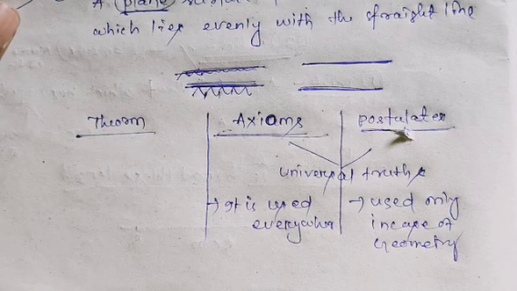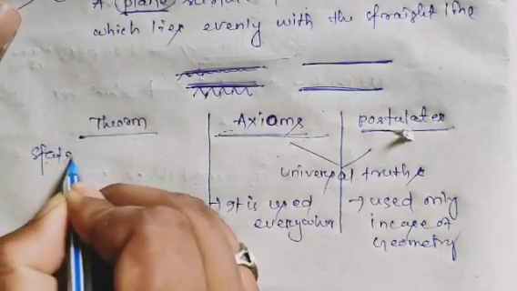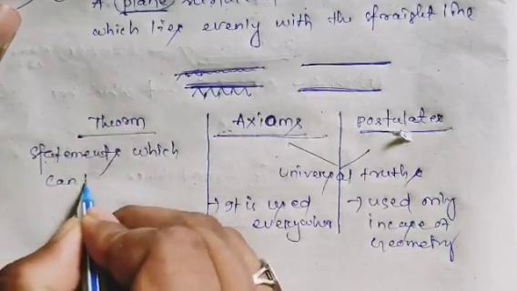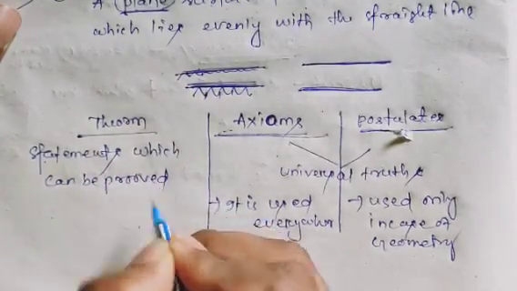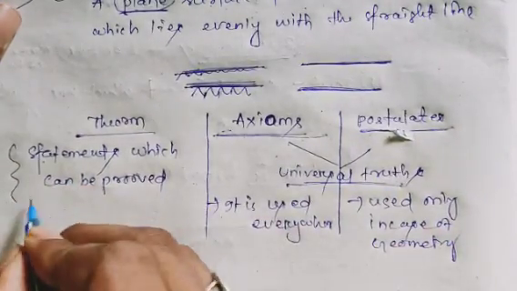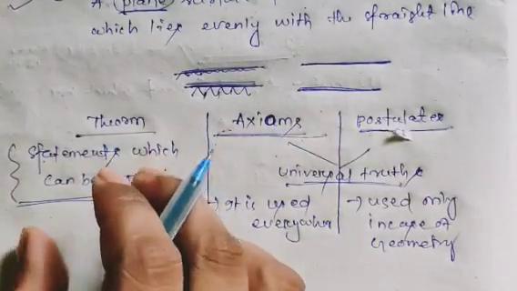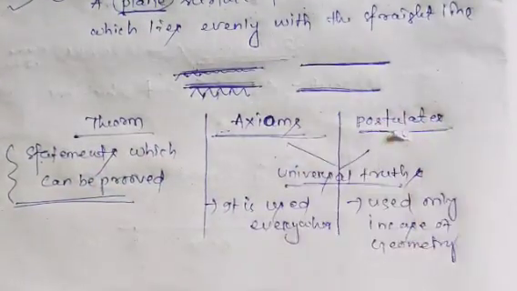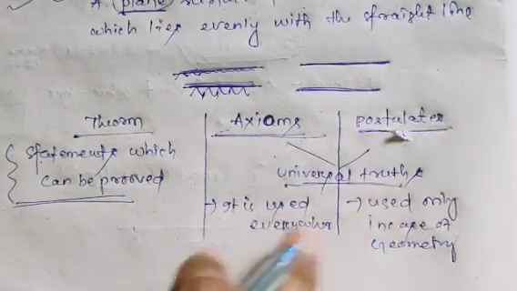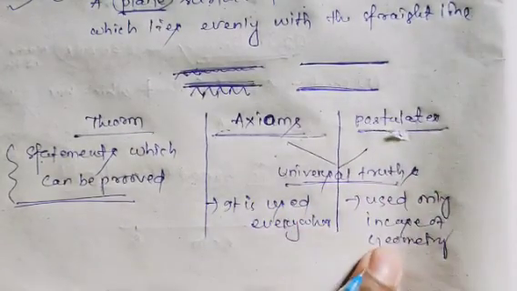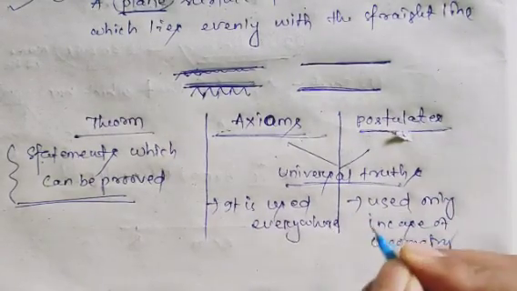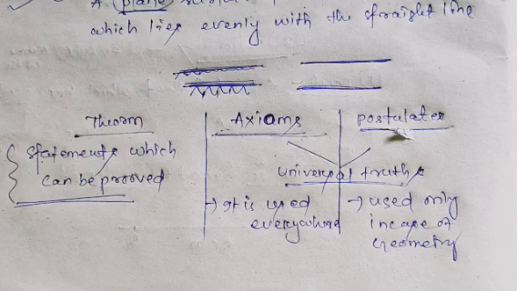Okay, so what is a theorem? Theorems are the statements which can be proved. But axioms and postulates cannot be proved because these are universal truths. Theorems have proofs. We can prove these statements, but we cannot prove axioms and postulates. These are universal truths and the uses are different. Axioms are used everywhere and are universal truths; postulates are used only in case of geometry. Okay, understand? We'll go to the next.